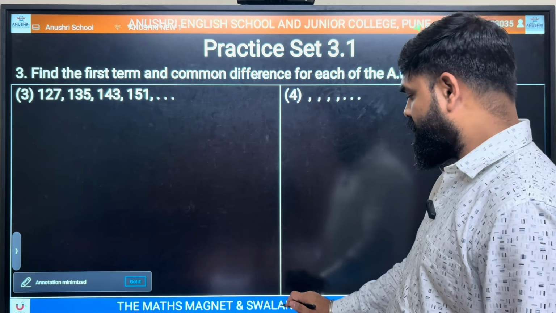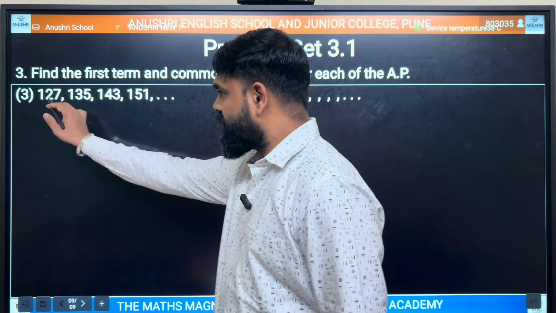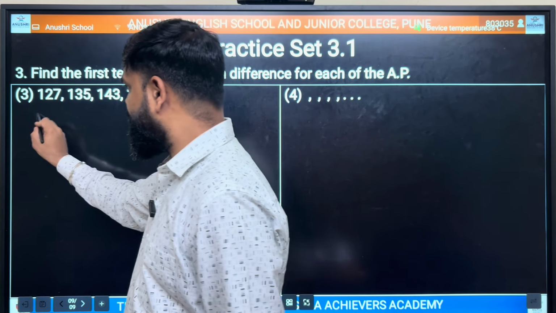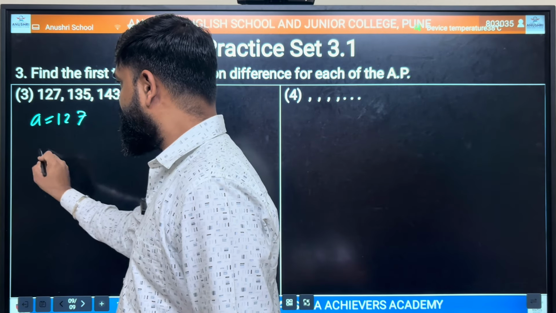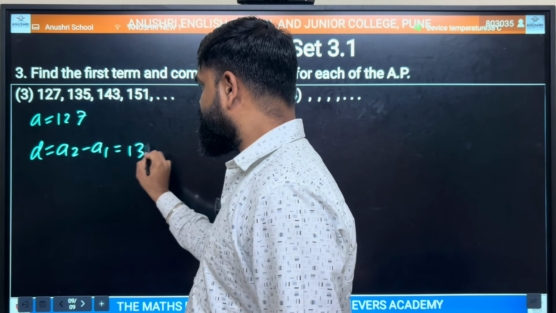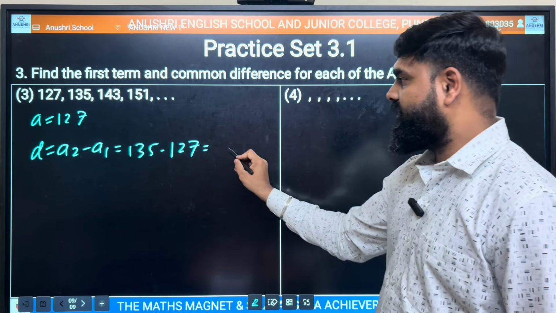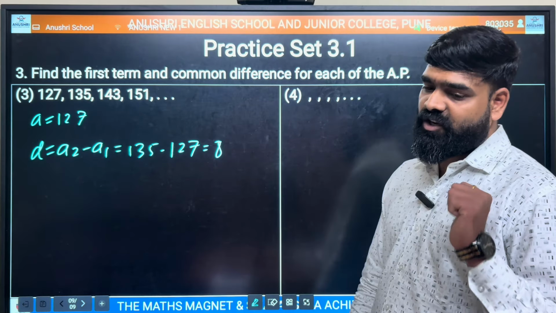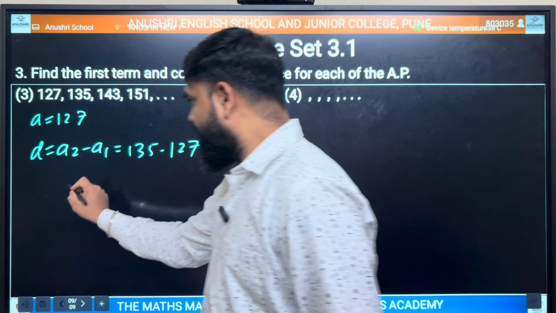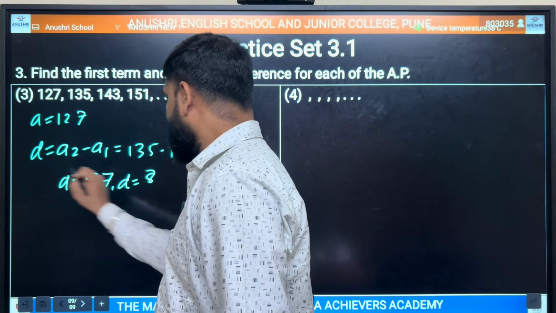So let us solve questions number 3 and 4. In question number 3 we have A is equal to 127 and D is A2 minus A1. So A2 is 135 minus 127. So we will have 8 here. D is equal to 8. So write down the answer. A is equal to 127 and D is equal to 8.